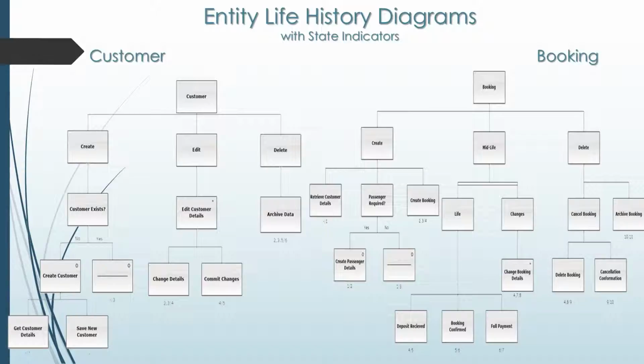Iteration has been included for editing customer details, as this stage could potentially be repeated numerous times, similar to changing booking details. The midlife state of the booking shows parallel life between life and changes, as the information updated in life automatically becomes updated for changes in change booking details.